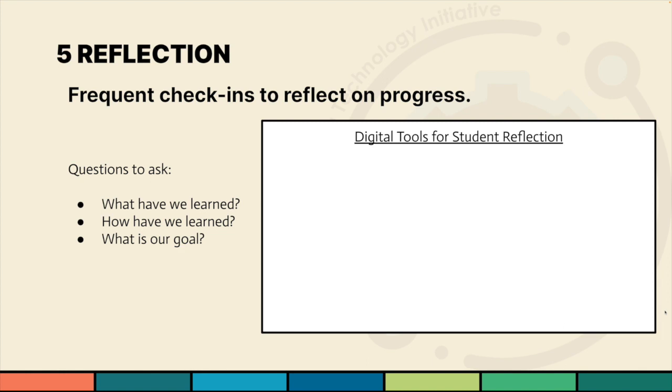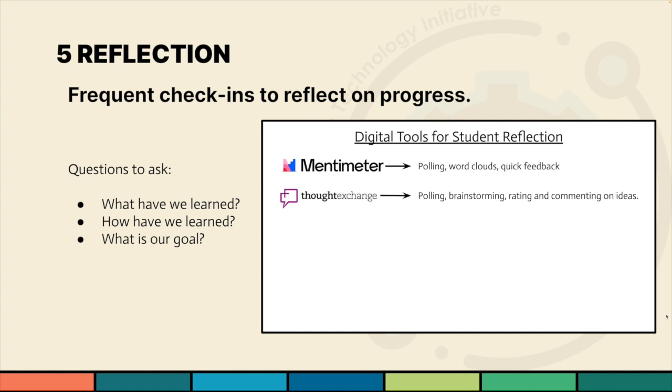Mentimeter allows for quick polls, feedback, and word cloud generation, and Thought Exchange allows everyone to submit ideas, rate, and comment on ideas. Both tools give a great data set to summarize information for the group. Pear Deck is an add-on to Google Slides that allows for a variety of tools for reflecting and brainstorming.